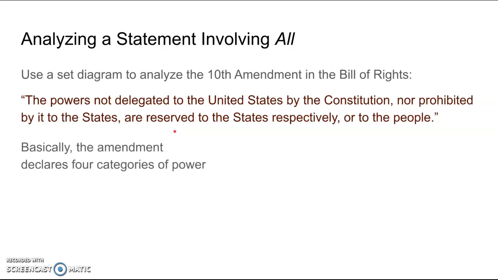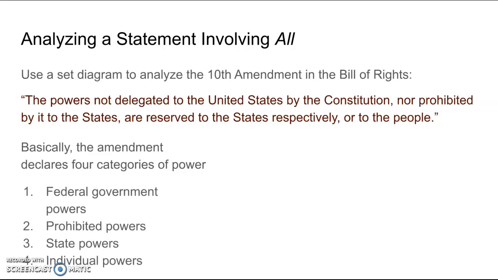Basically, if you want to analyze this, you can really think of this as talking about four different categories or types of power. Number one, federal government powers, that would be Washington, D.C., the rules that they can set. Number two, it's also referring to prohibited powers, because it talks about prohibited things to the states and to everyone else, so things that you can't do. Number three talks about powers that are just for the states, and number four, just for individuals or people.